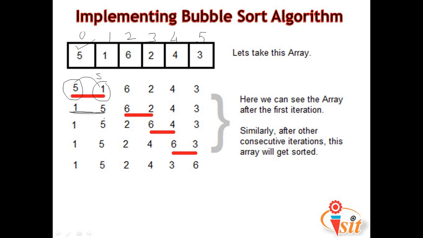Afterwards we move to the next comparison, that is 5 and 6. So for 5 and 6, the first element is less than the next element. In that case there is no need to do the swap. Afterwards we move to the next iteration, that is 6 and 2. The first element 6 is greater than the second element 2, so we need to do the swap. So 2 comes in the position of 6, and 6 is placed in the position of 2. Now the next comparison we need to do is 6 and 4.